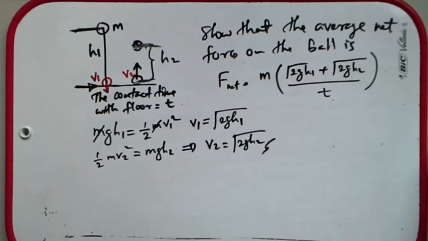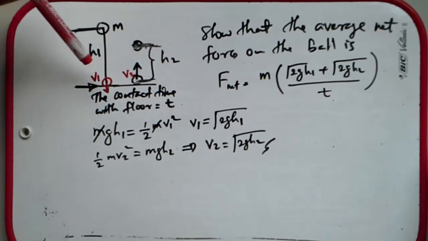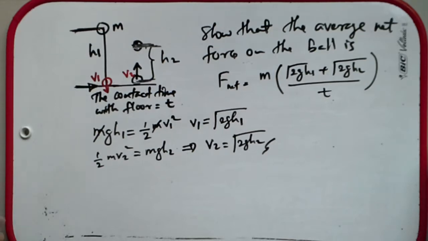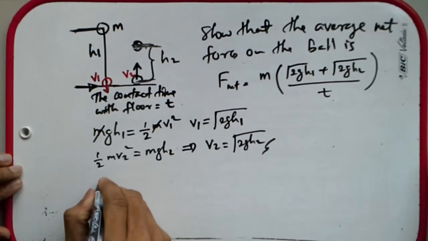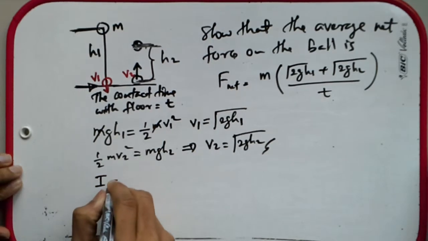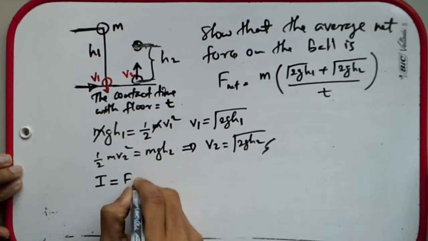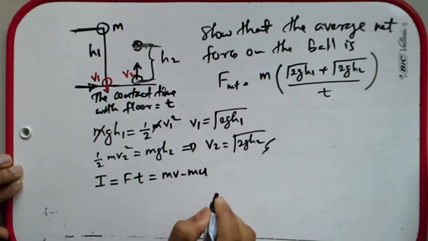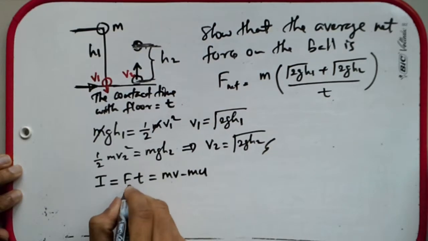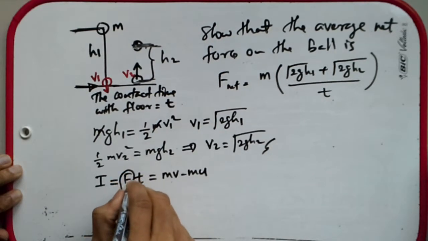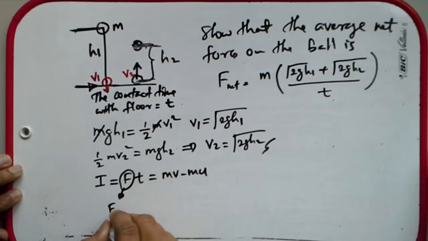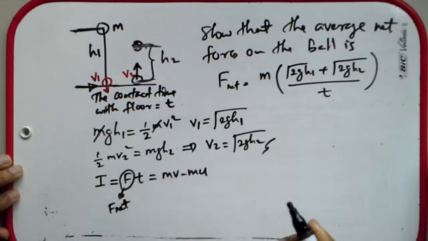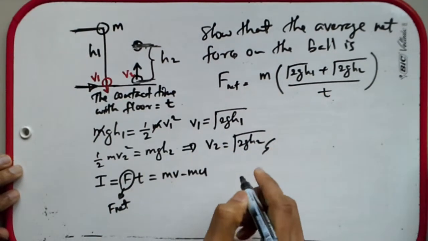So we found v1 and v2. Now we need to find F net. So how do you find F net? I know the equation for impulse. Impulse is equal to F t, which is equal to mv minus mu. Change in momentum is called impulse. So here this F is actually our F net. And we know what v1 and v2 are. So if you substitute, you will obtain this answer.